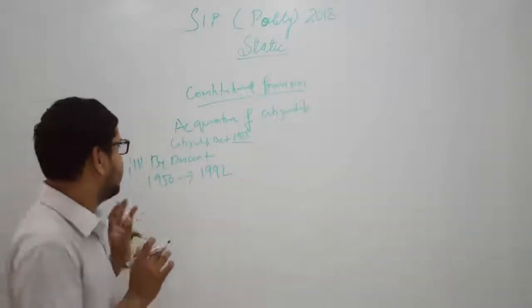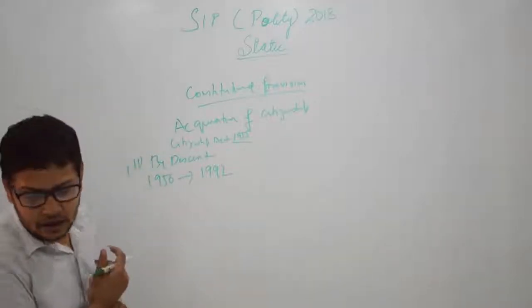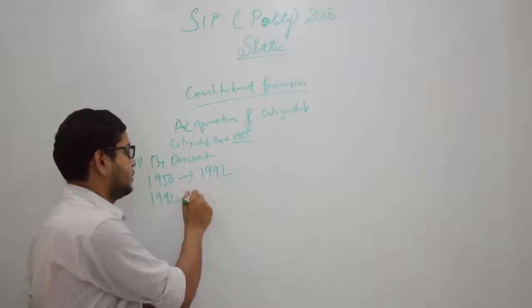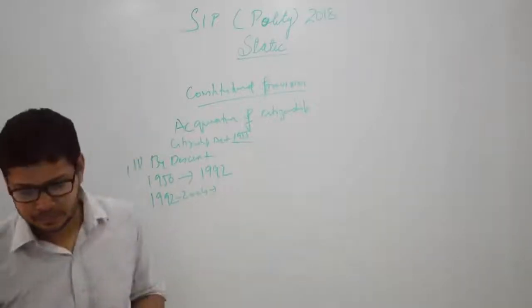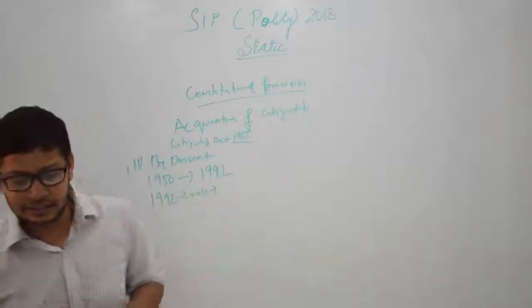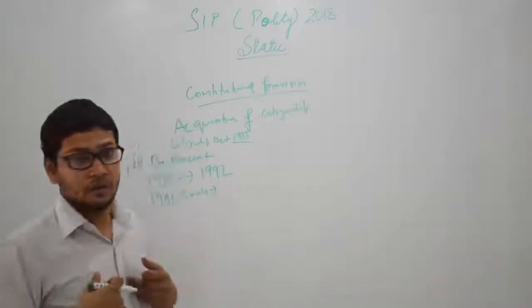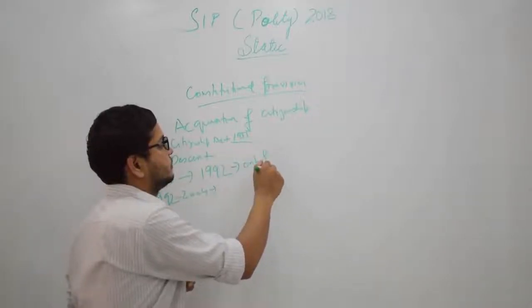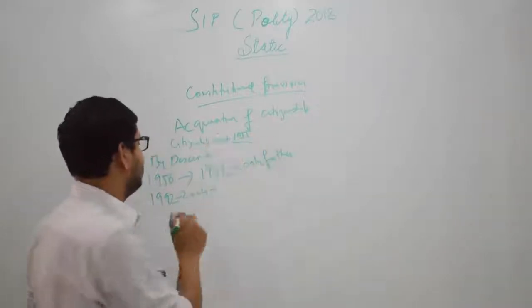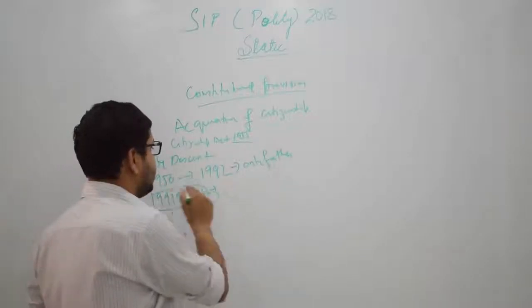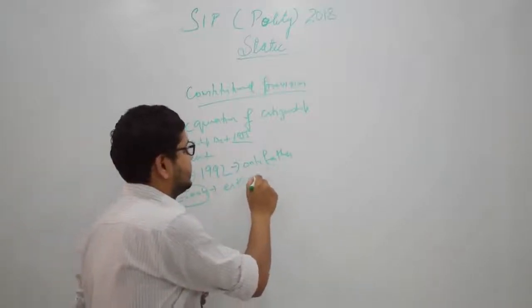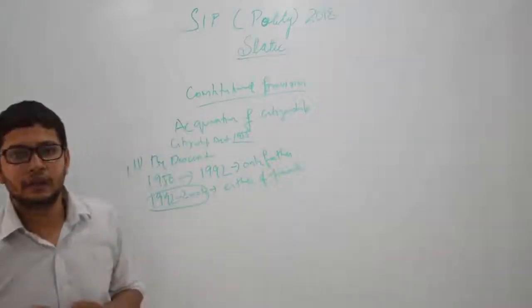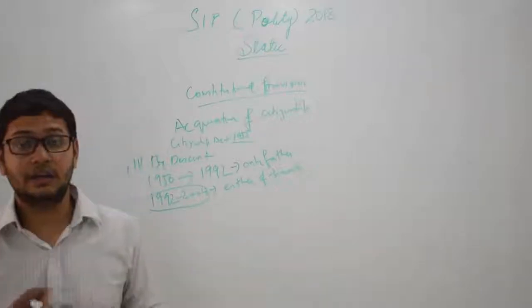or Indian Republic. Second is after 1992, between 1992 and 2004, if I am born, then if either of the parents is a citizen of India, I will be an Indian. So in the earlier clause, it's only the father. But after 1992 to 2004, if either of my parents is Indian, then I will be automatically an Indian.